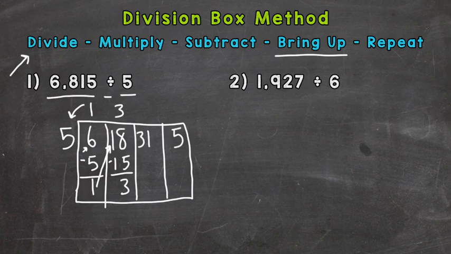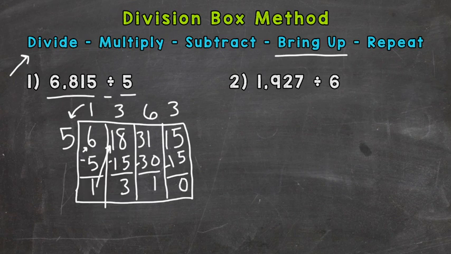So we need to do 31 divided by 5, which is 6. That gets us to 30. 6 times 5 is 30. Subtract. 31 minus 30 is 1. Bring our 1 up to the next section, and we end with 15 divided by 5. So how many whole groups of 5 out of 15? 3. 3 times 5 is 15, and then 15 minus 15 is 0.